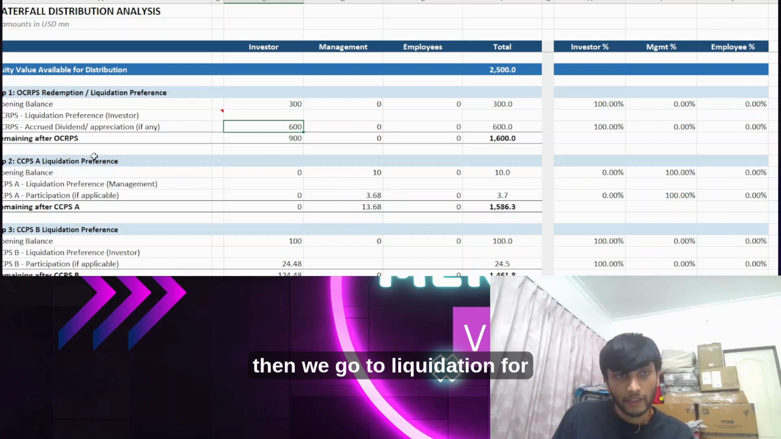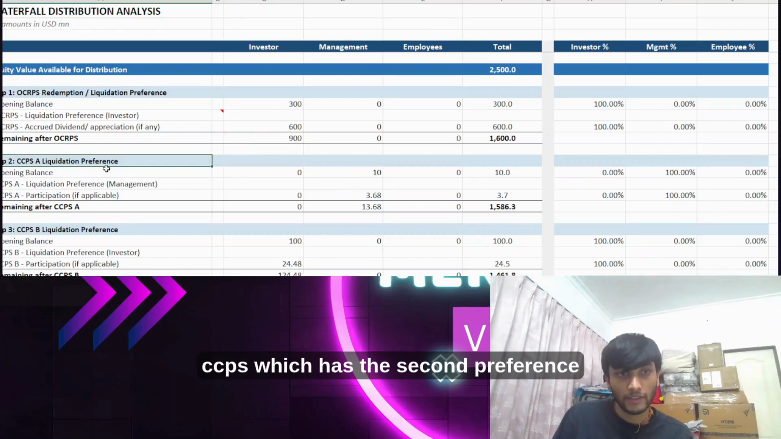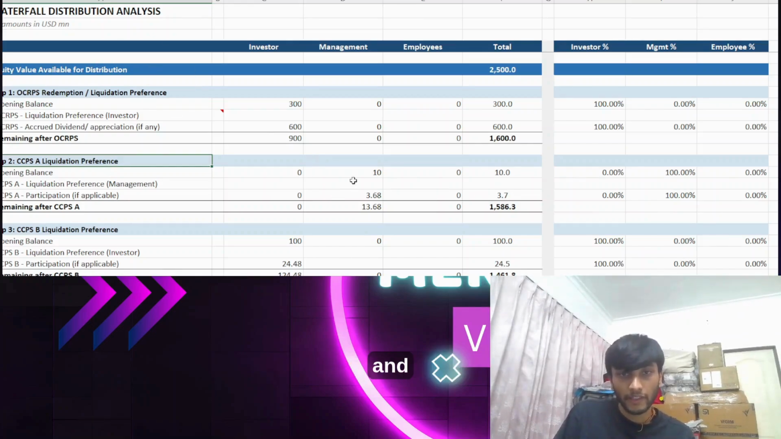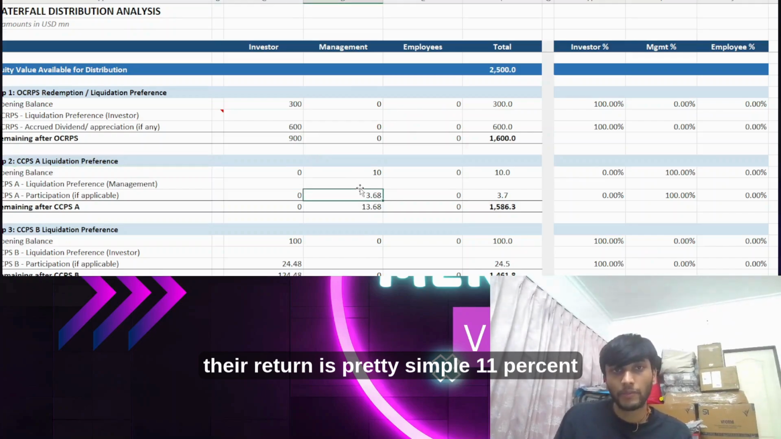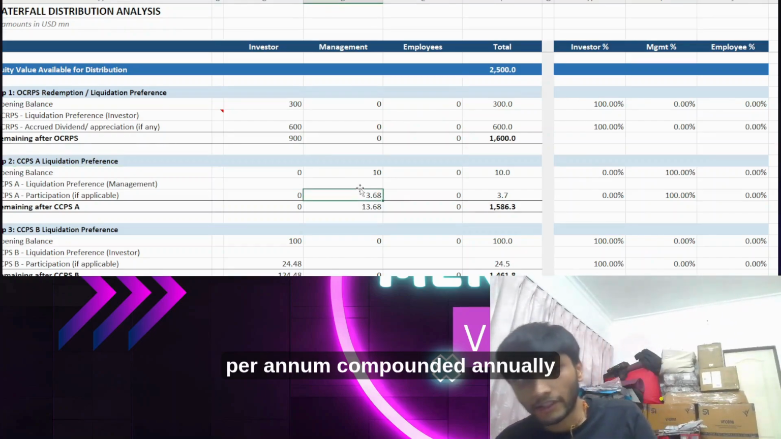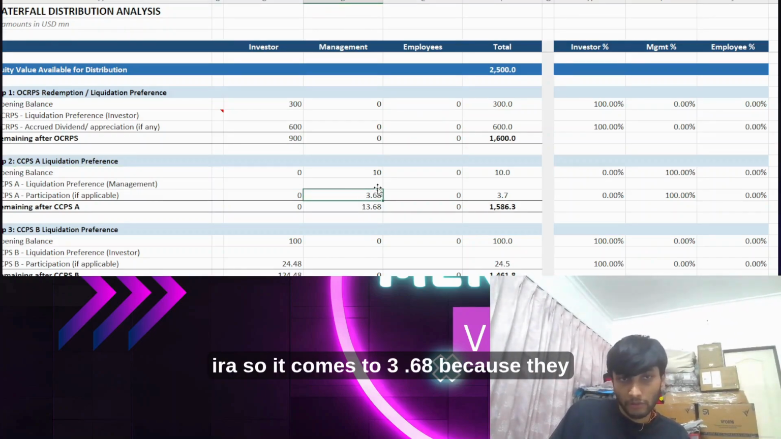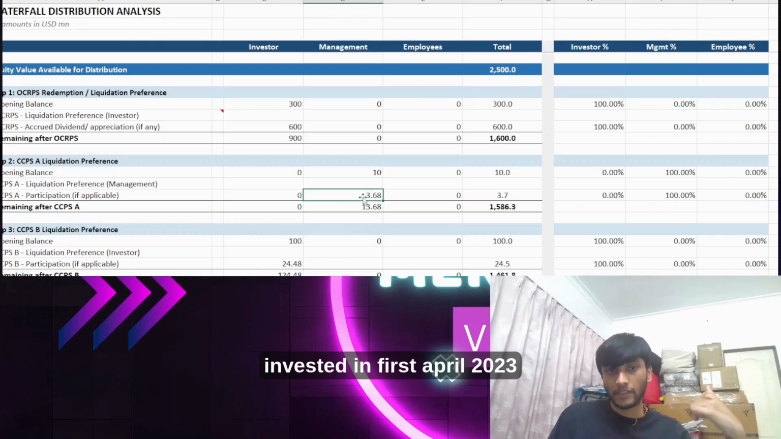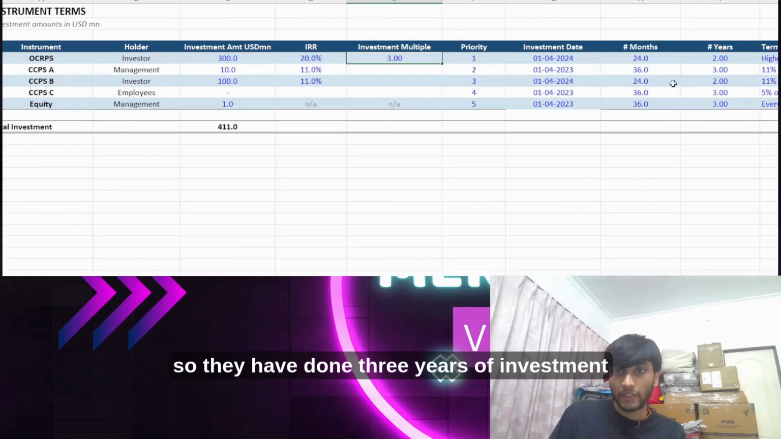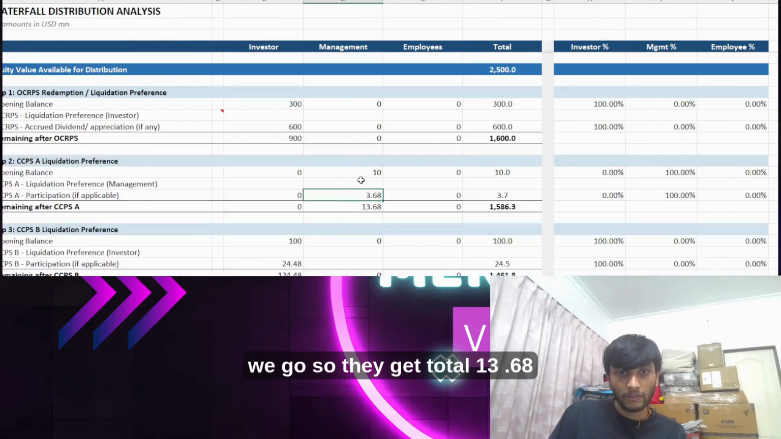Then we go to liquidation for CCPS, which has the second preference in the liquidation or liquidity event, and their return is pretty simple: 11% per annum compounded annually IRR. So it comes to 3.68 because they invested on 1st April 2023, so they have done 3 years of investment. So they get a total of 13.68 out of 2,500 million.